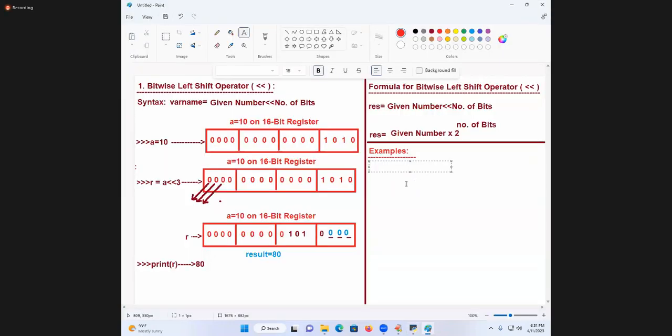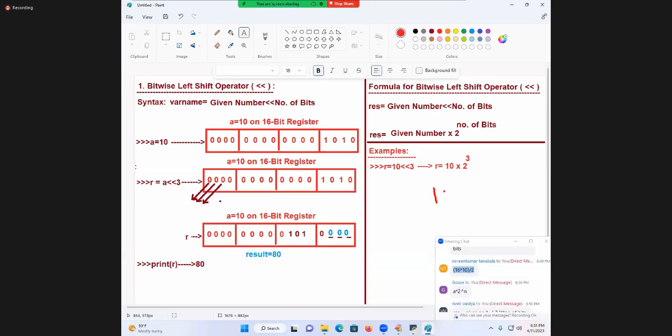Now, let me come to R is equal to, what is my R is equal to? R is equal to 10, given number, double less than 3. What is the formula I told? R is equal to the given number into 2 to the power of 3. 2 to the power of 3 is nothing but what? So you are supposed to write 10 into 2 star 3, right or not? 2 star 3 is called exponentiation.